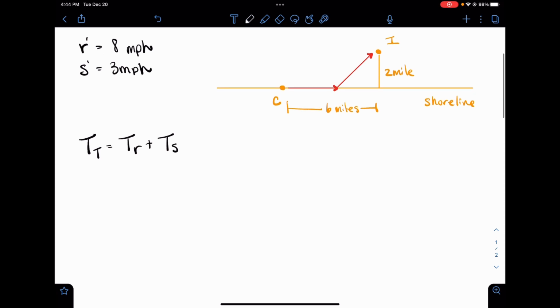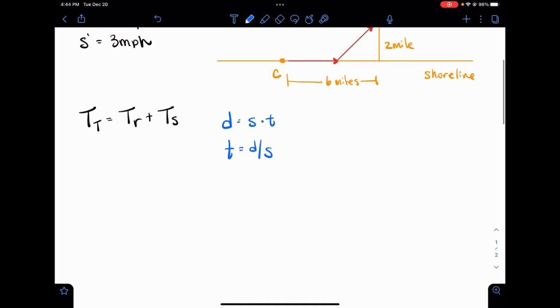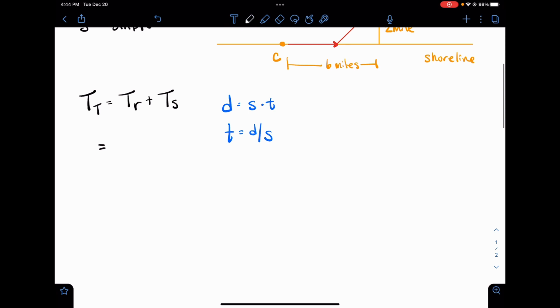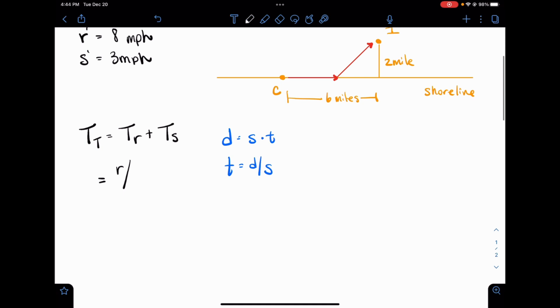So we know that distance equals our speed times our time. So our time is going to equal our distance divided by the speed that we're going. If we plug into these equations, we know that our time running is going to be our distance running, which I'll call R, divided by our speed running, which is 8 miles per hour, plus our distance swimming, which I'm going to call S, divided by our speed swimming, which is 3 miles per hour.